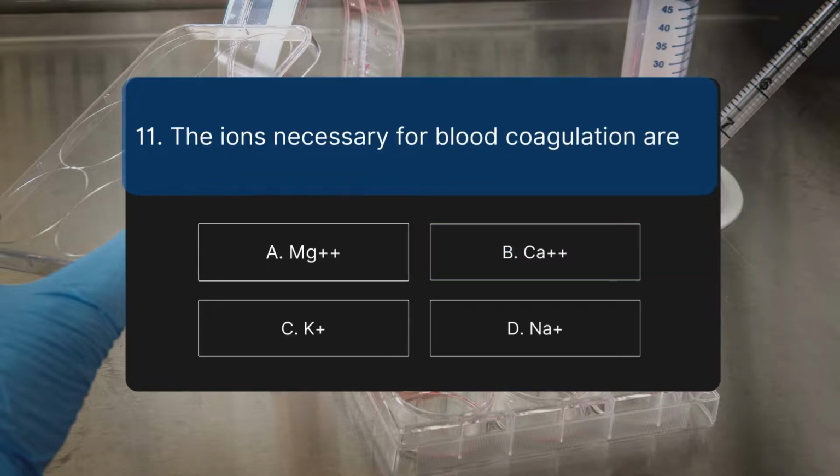Next question. The ions necessary for blood coagulation are options A Mg++, option B Ca++, option C K+, and option D Na+. And the correct answer is option B, Ca++. Calcium ions play an important part in blood clotting. The increased calcium concentration helps in the activation of proteins in platelets, which is essential for the clotting of blood.